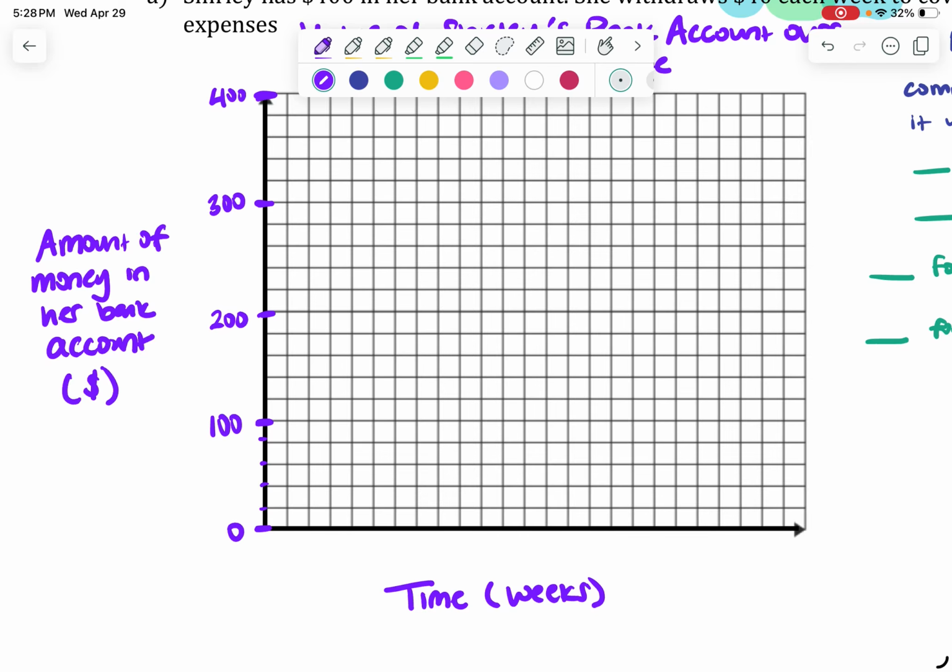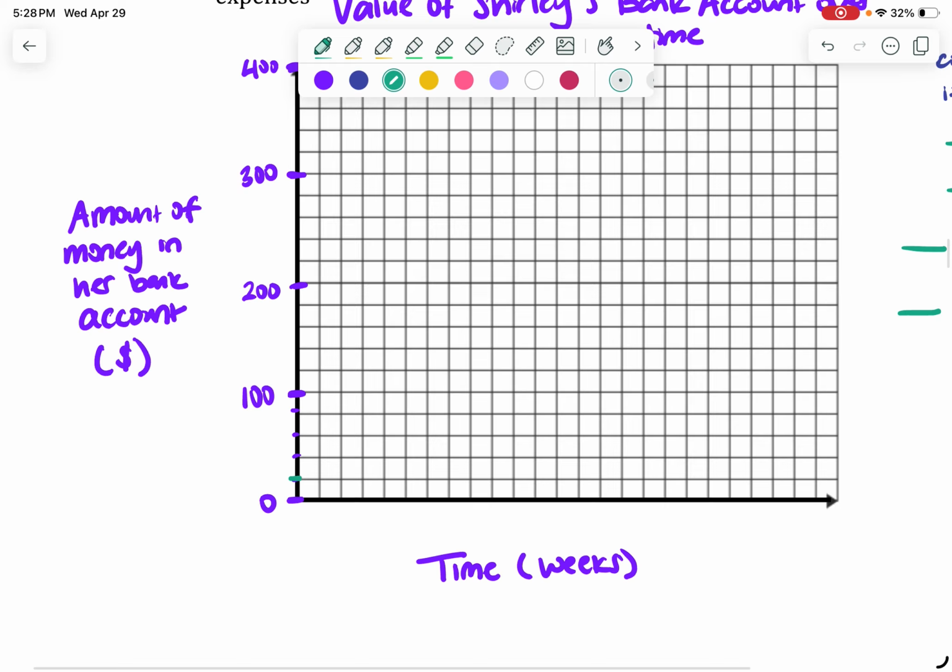Now, you are more than welcome to label every single one. But keep in mind that I'm able to zoom in on my graph. You wouldn't be able to zoom in on a paper on a test. So if it's hard for you to label every single one, you don't have to label every single one as long as we are consistent with our scale.